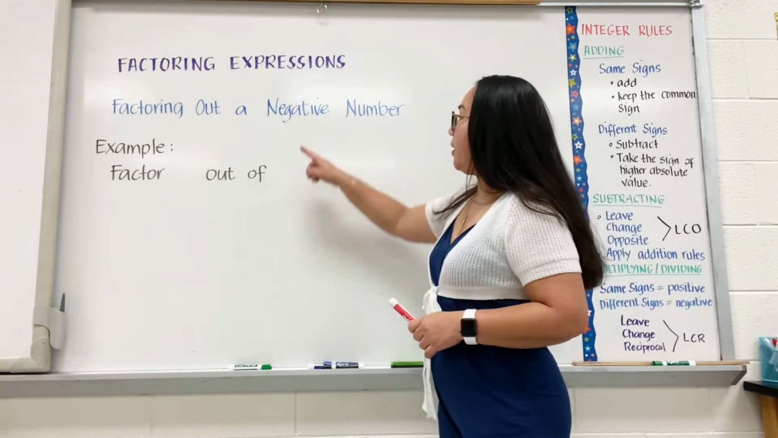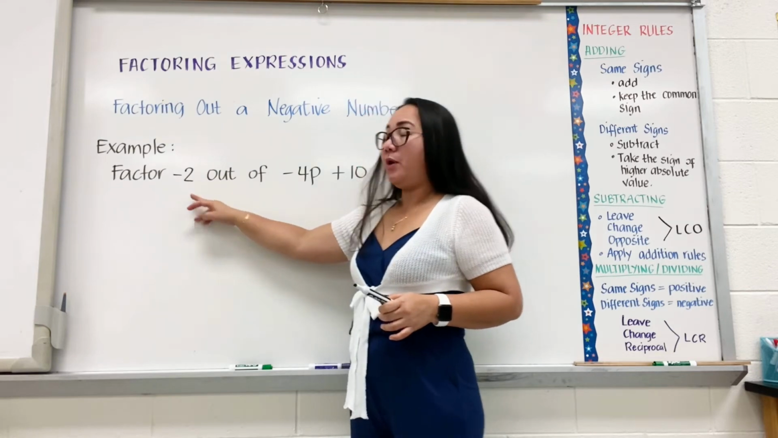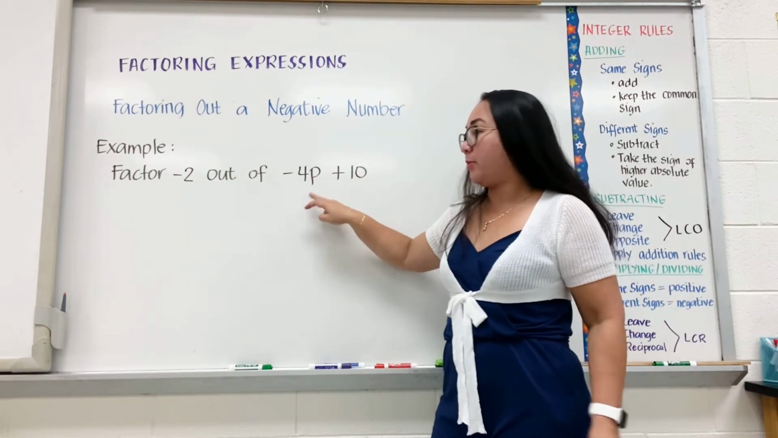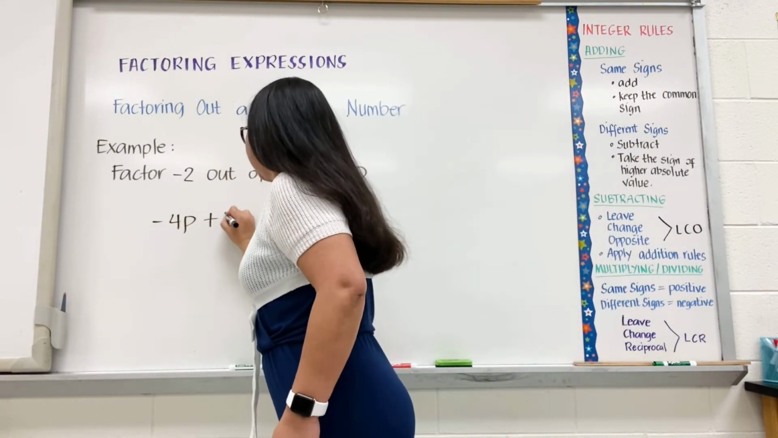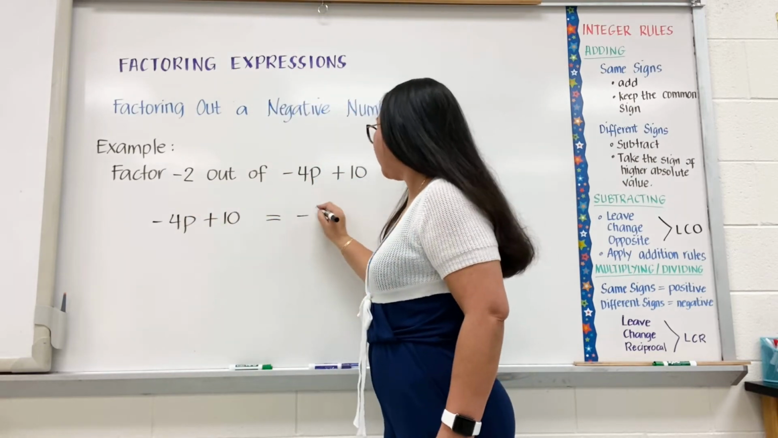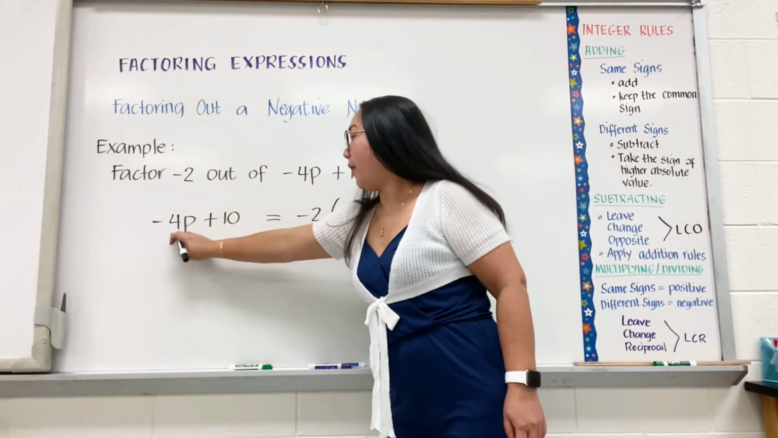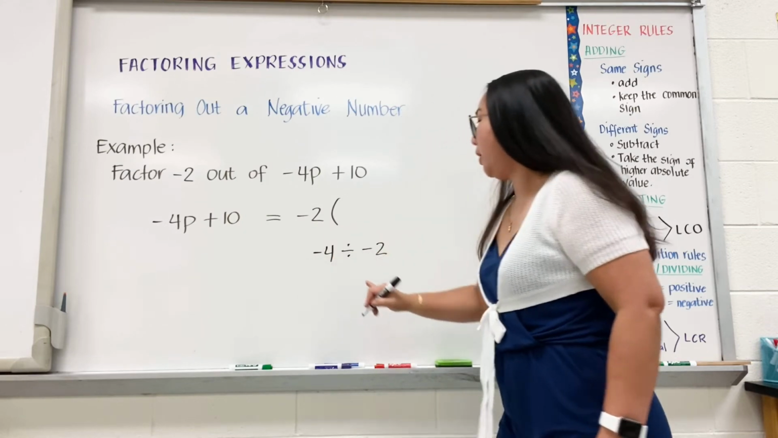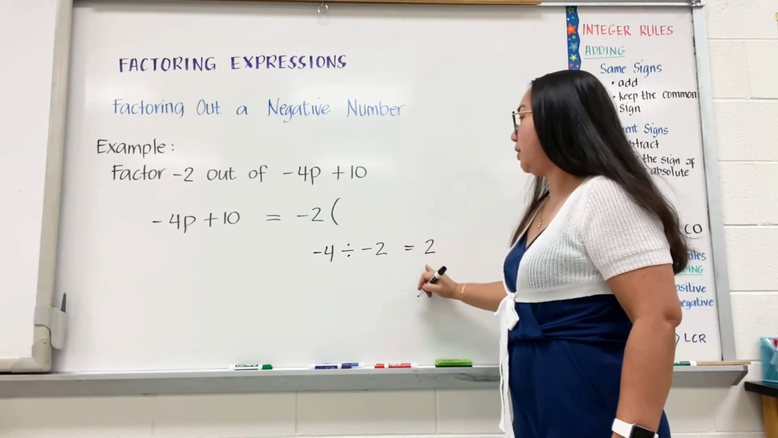Next is factoring out a negative number. Take this example. Factor -2 out of -4p plus 10. Okay, rewrite the expression. We have -4p plus 10. Now here, you factor out -2, so write it down outside the parentheses. Now, do the same thing. Divide the first term, -4 divided by -2. So you are dividing the same sign, so that will give you a positive answer, which is 2.